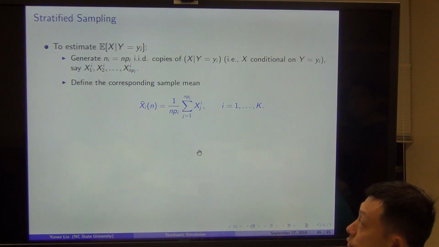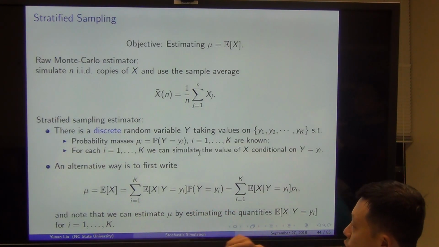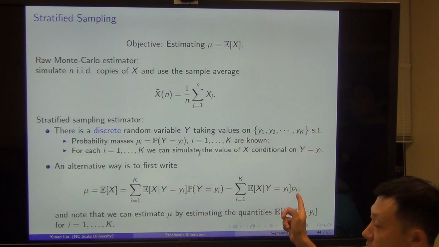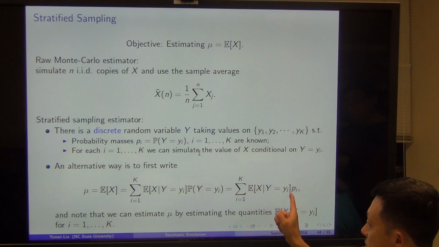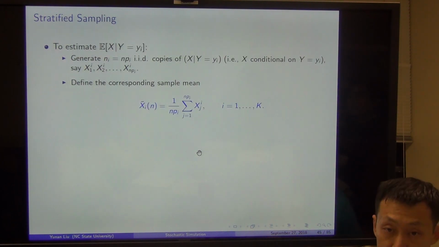Here is the procedure to estimate. In order to estimate mu, we have to estimate each term here, which is indexed by i. Later, we group them together, multiply by pi, and sum up. We're good, right? So how to estimate E[X given Y equals y_i]? Suppose we can do that.